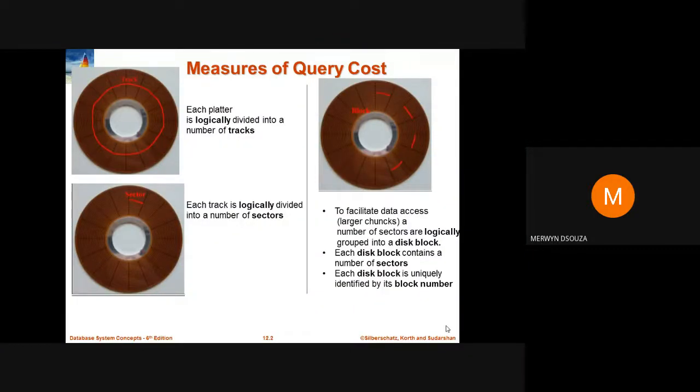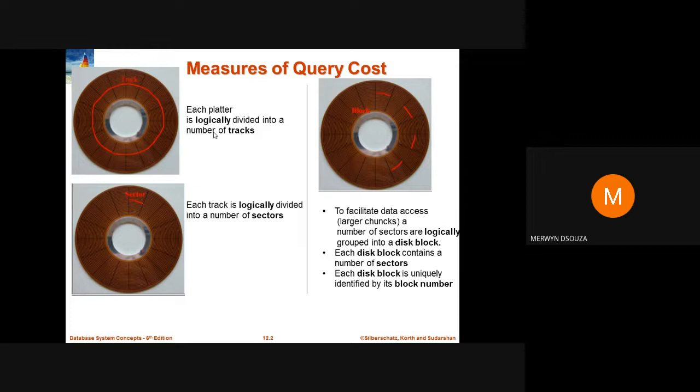Hello students, in this video we are going to study how to measure a query cost. Before we look at how to measure a query cost, let's revise some of our computer concepts. So, what is a track?